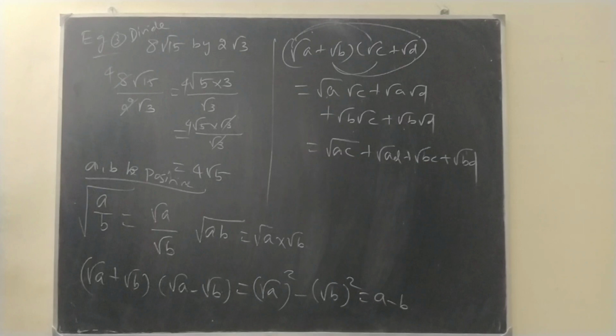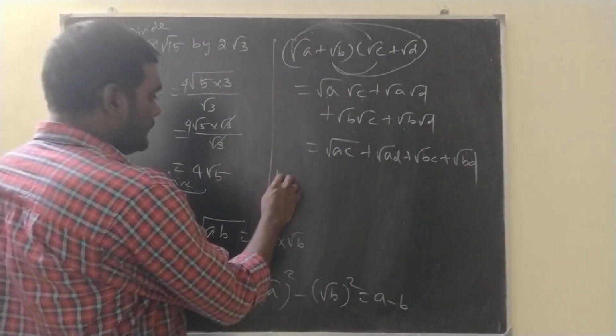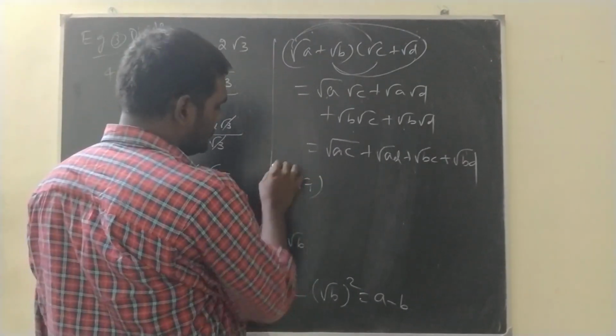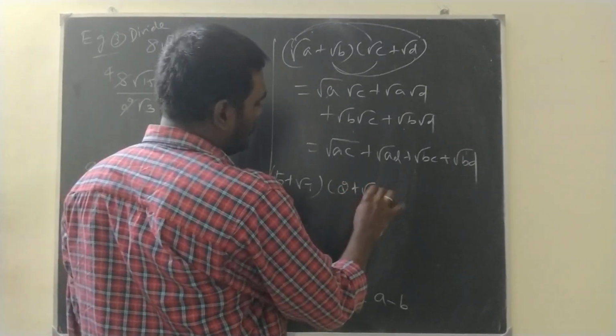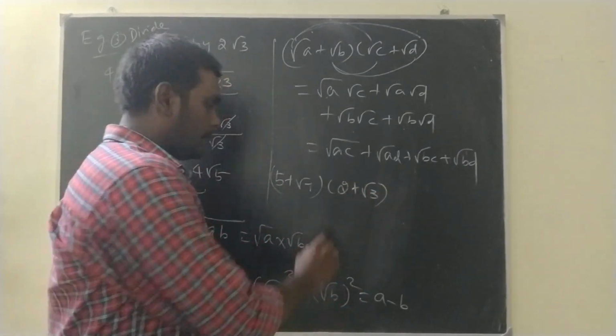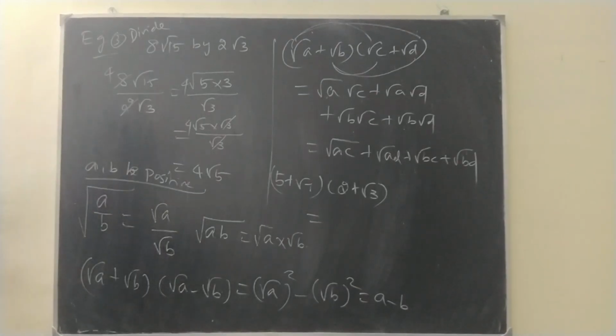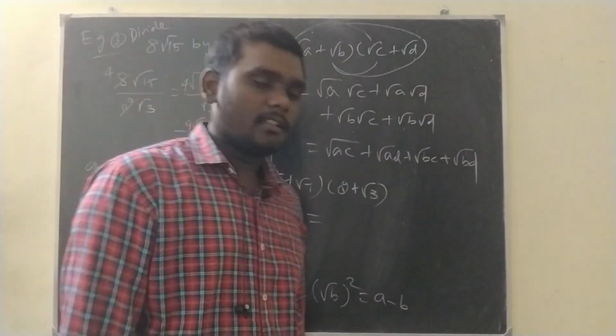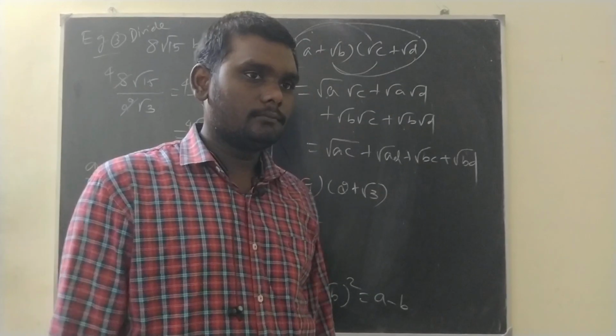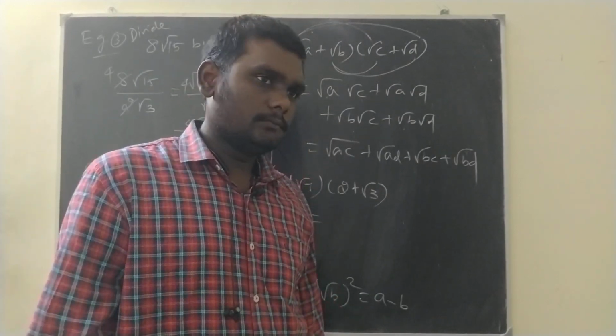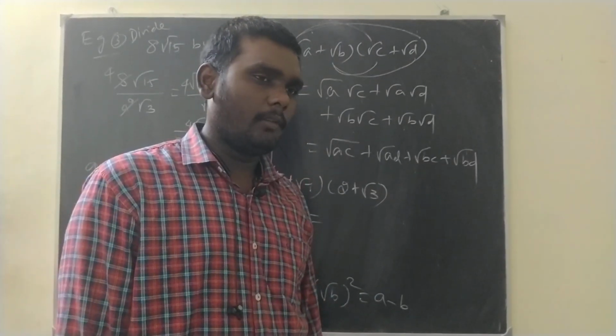Simplify the following expressions. We have 5 plus root 7 into 2 plus root 3. Yes, sir. Shall we directly go to the exercise instead of seeing the examples? Does it work really for everyone?